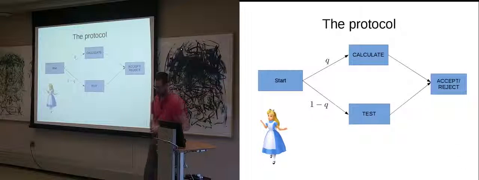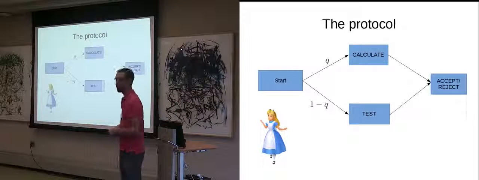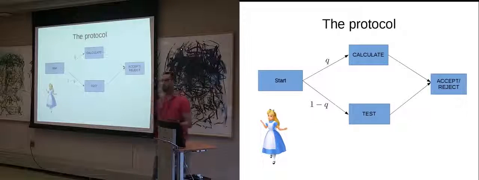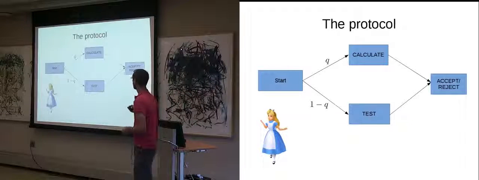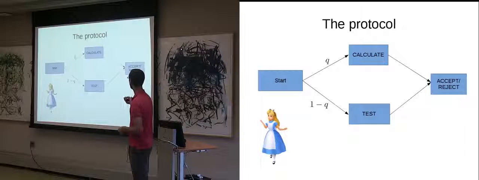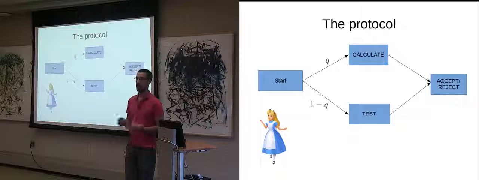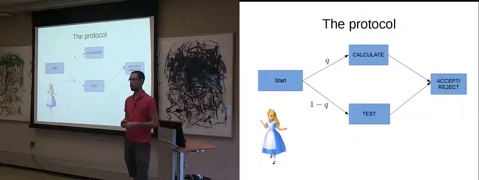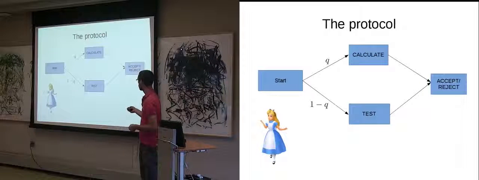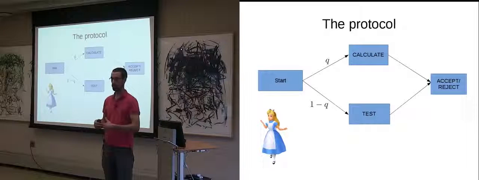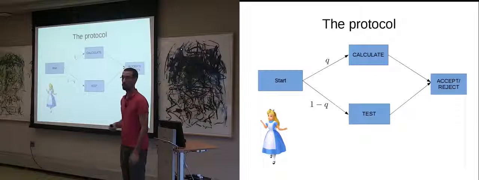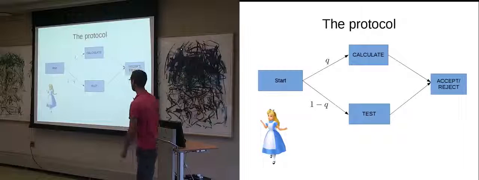So how does this work? Well, here's what the protocol looks like. It's basically the simplest thing that you could think of. What we're going to do is find some way of calculating whether or not the input is in the language, some way of computing this thing quantumly. And we're also going to have something which attempts to decide whether or not the provers are honest or not. And we're just going to randomly choose to do one or the other. And so here's the verifier.